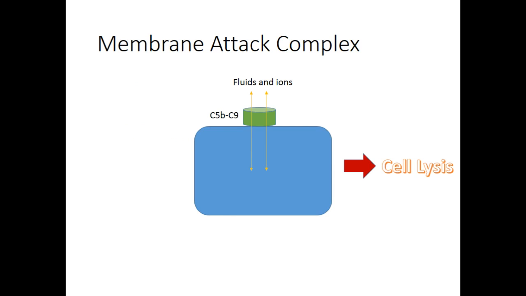Now the membrane attack complex, which I was talking about, C5b to C9, is a set of proteins which will form a circular, pore-like structure through which fluids and ions can move in and out. Ultimately fluid will move into the cell and the cell will get lysed.